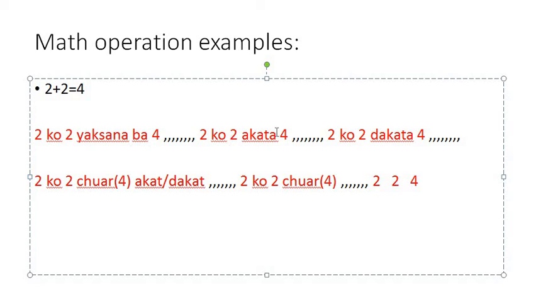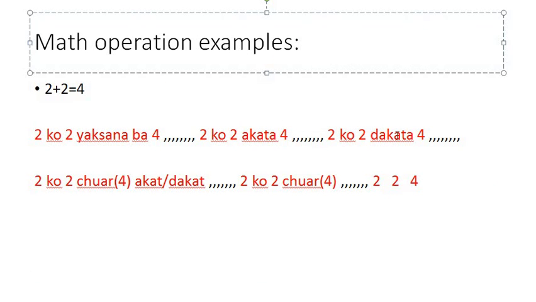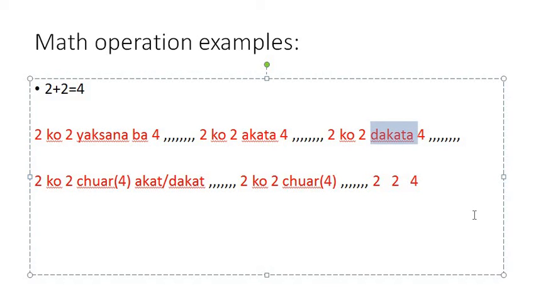But this akata is used in the Slemani accent. In the standard accent, you say dakata. But in Slemani, we change the sound de into a. Du ko du dakata chwar. Another way of saying it, you can say du ko du chwar akat.